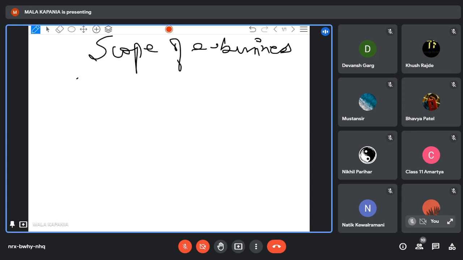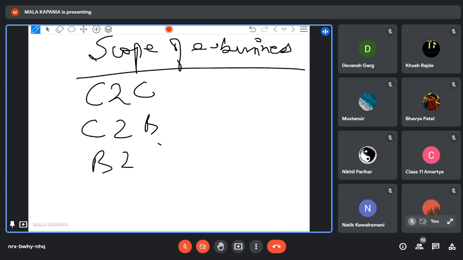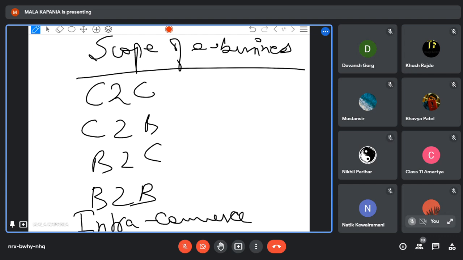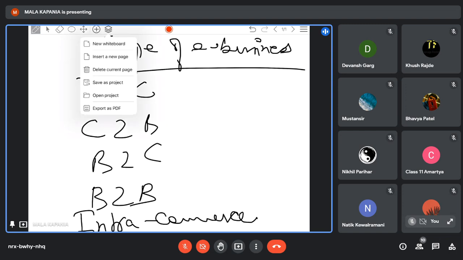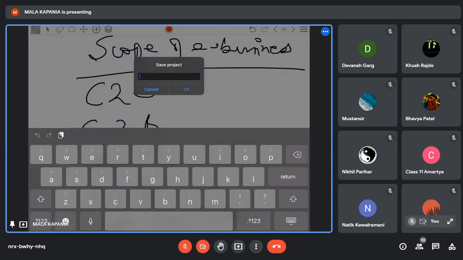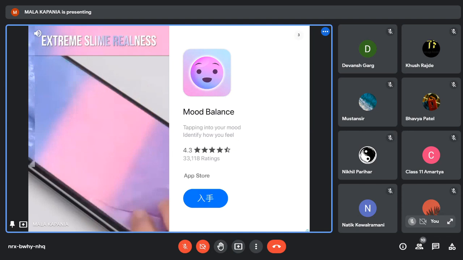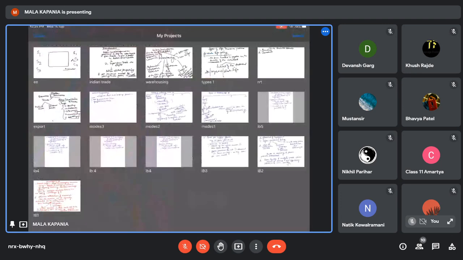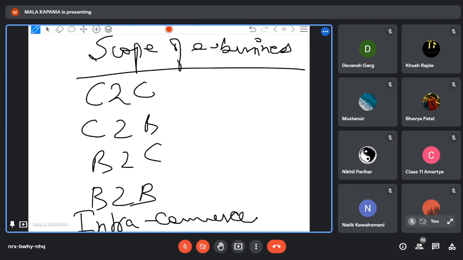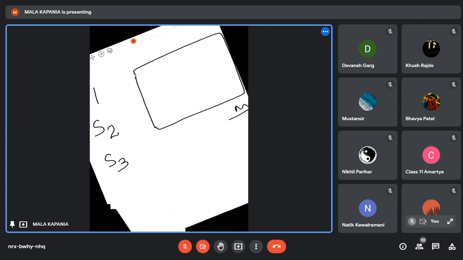When we are going to talk about the scope of e-business, we are going to talk about C2C, C2B, B2C, B2B, as well as intra commerce. Now let me start with what is intra commerce. In case of a business organization, if I give you an example of DPS Gandhidham itself, you have seen they have their own domain, dpsgandhidham.org, so that no outsider can venture into it, and they have their personal field where all the teachers can connect with the authorities there. That is their personal domain.